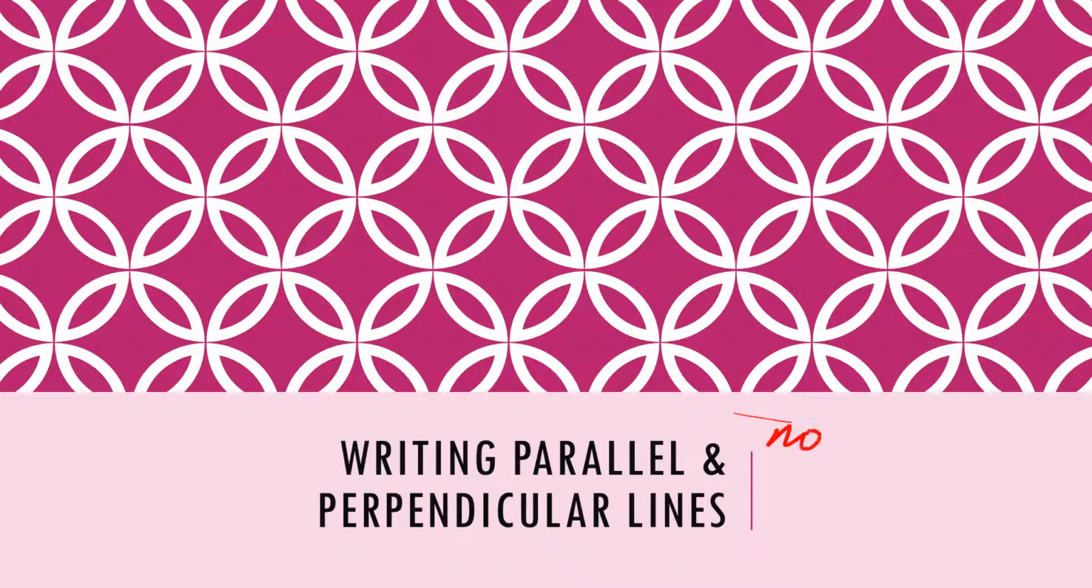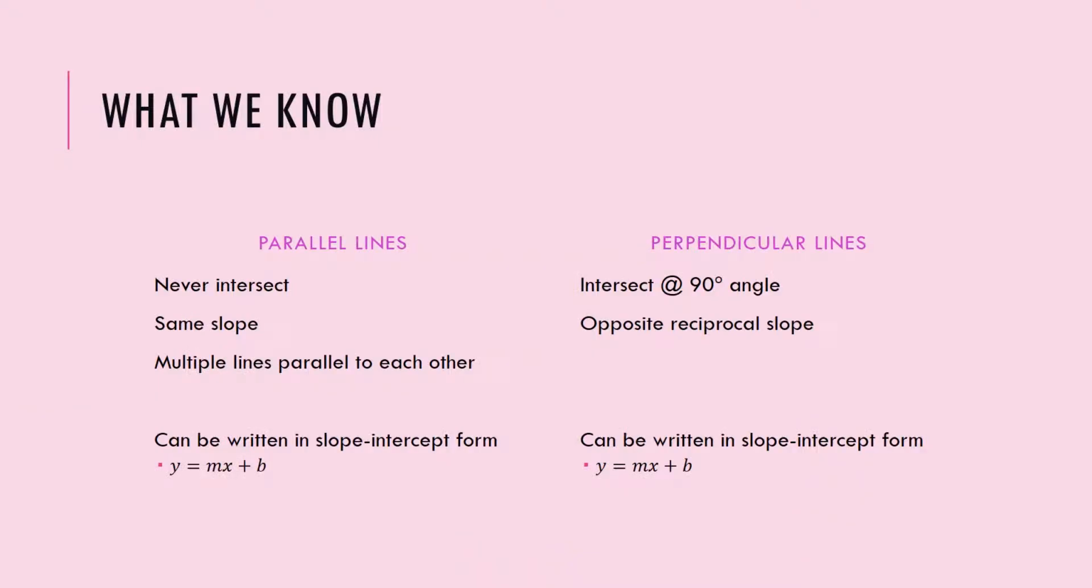So what you're going to need today are your notes, a pen or a pencil, and a calculator, maybe if you want one, okay? So just like usual, note-taking things that we need: notes, pen, and calculator if you so desire. So let's refresh our brains. What do we already know about parallel and perpendicular lines?